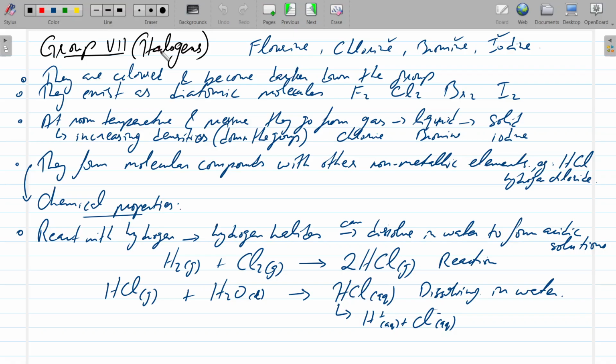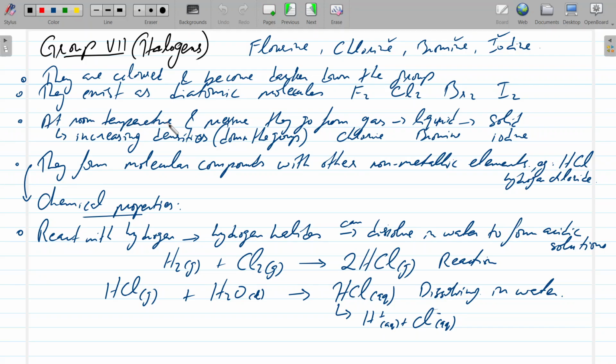Group 7 are called halogens, and those include fluorine, chlorine, bromine, iodine, and there will be a focus on chlorine, bromine, and iodine because these are the elements that are easily available and something that you would be able to work with in your school lab. They are colored, and the color becomes darker down the group. They exist as diatomic molecules, so the symbol for fluorine is F, Cl for chlorine, Br for bromine, and just I for iodine. And you can see the two atoms of these joining together to form the molecule, the elemental molecule.